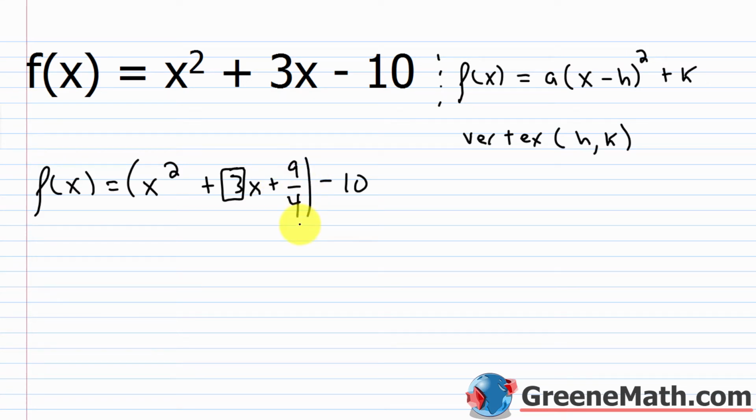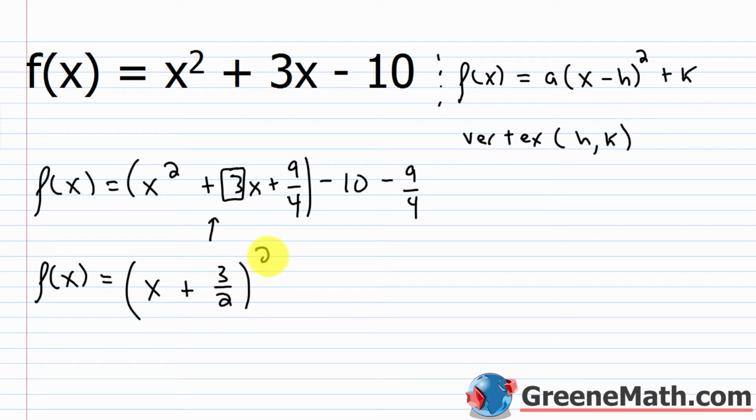But again, I can't just do that. I can't just go around adding things to equations. I've got to make it balanced. So I'm going to subtract 9/4 away from the same side of the equation, because 9/4 minus 9/4 would be 0. Okay, so now that that's done, this can be factored into a binomial squared. So we would have f of x is equal to, this would factor into x plus 3/2, that quantity squared. And then you'd have your minus 10 minus 9/4.